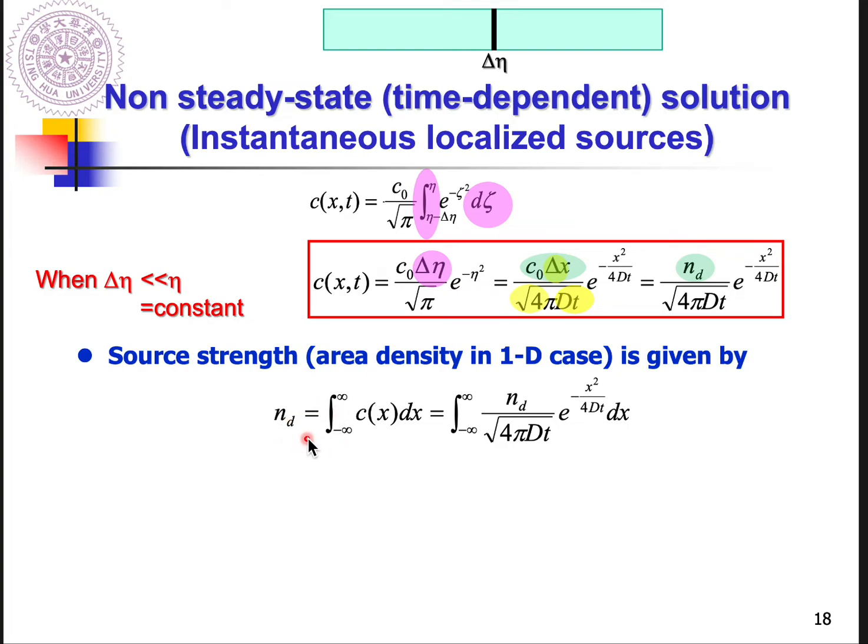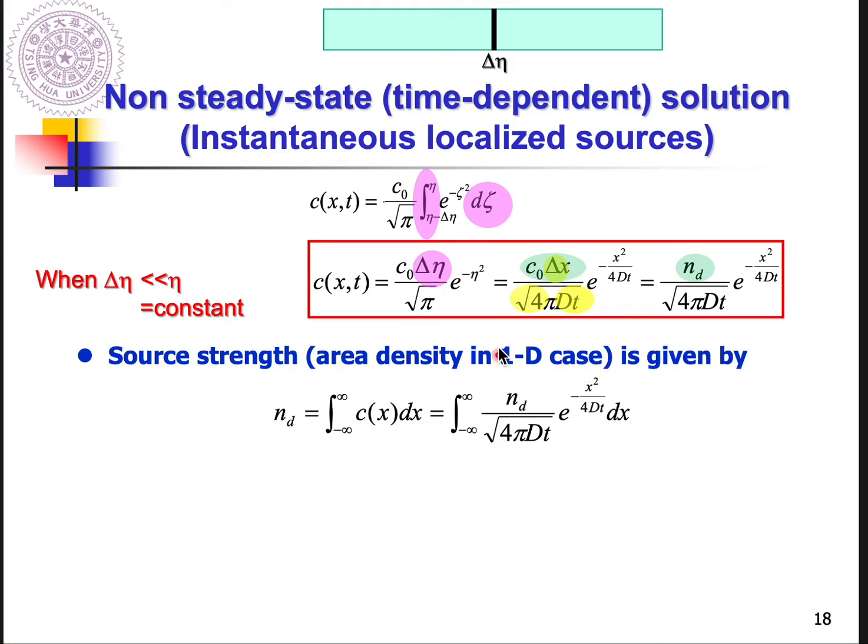So ND you can get by integrating C(x) dx from negative infinity to infinity, and C(x) is like this. You take this in, and you got this one. Based on this, you can have some idea. The distribution for this ND diffusing atoms is a profile, right? Then you can integrate all the profile at any time point. Then you can get the ND. Okay.